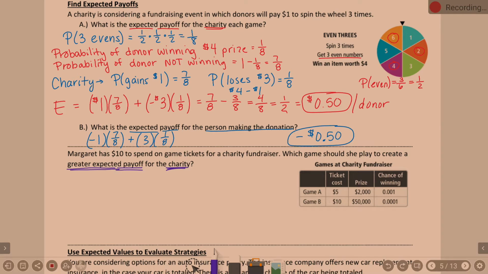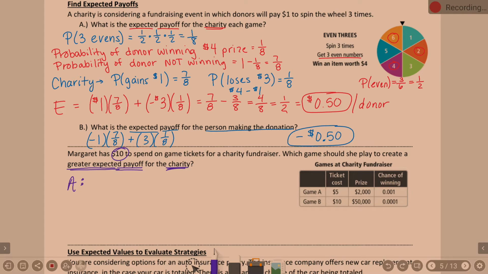So here we have two games. In game A, a ticket costs $5. There's a $2,000 prize, and your chance of winning that prize is 0.001, or in other words, 1/1,000. In game B, a ticket costs $10. A $50,000 prize can be won, but your chance of winning that prize is 1/10,000, so 0.0001. And keep in mind that Margaret has $10 to spend, right? So my suggestion is that we look at each individual game.